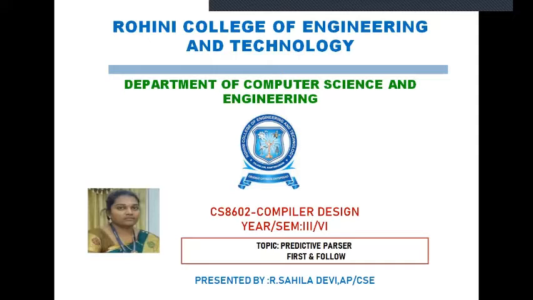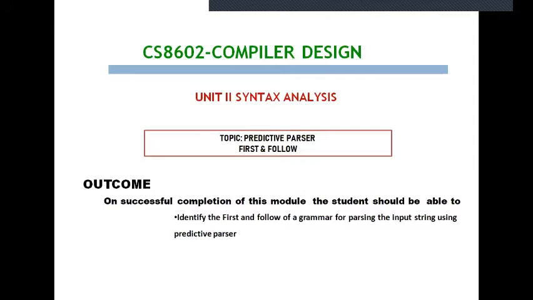Today we are going to discuss a subject, CS8602 Compiler Design. In Compiler Design, Unit 2 is Syntax Analysis. In this, today we are going to discuss the topic Predictive Parser. Under Predictive Parser, we are going to calculate first and follow. That is, in this topic, we are going to discuss how we can calculate the first and follow for a grammar. The outcome is, on successful completion of this module, the student should be able to identify the first and follow value of a grammar and for passing the input stream using predictive parser.